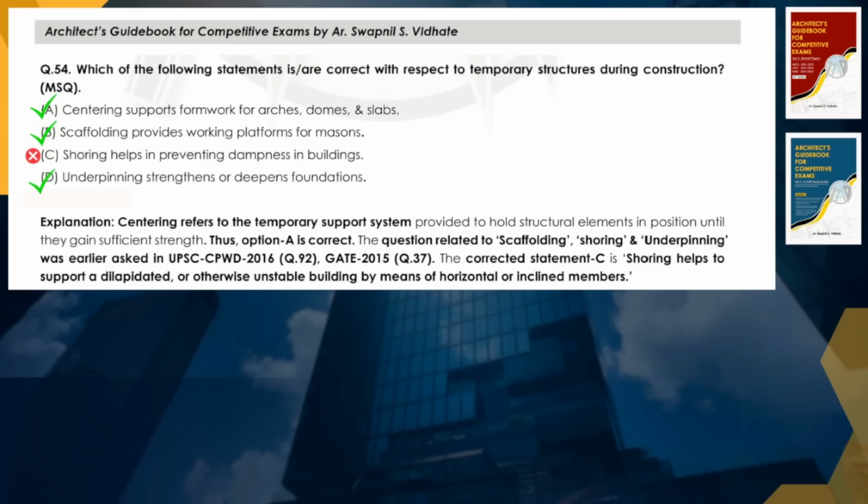We have discussed the illustration related to shoring, underpinning and scaffolding in one of the previous year question papers. You can check those questions. I have not repeated all the information here to avoid repetition. So here option C was the incorrect one. So the correct options for question 54 are option A, B and D. Again, easy question.